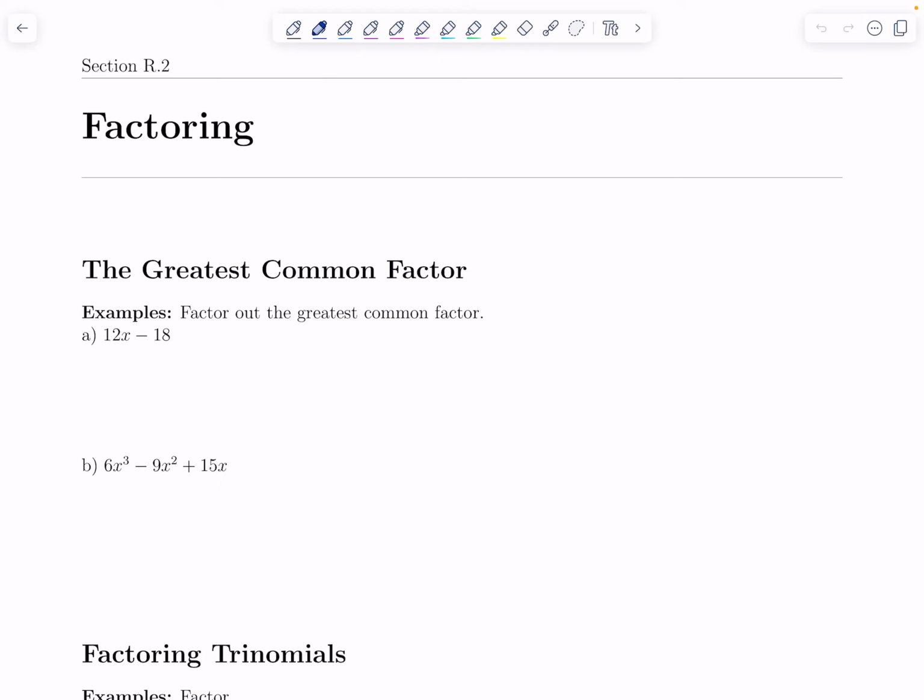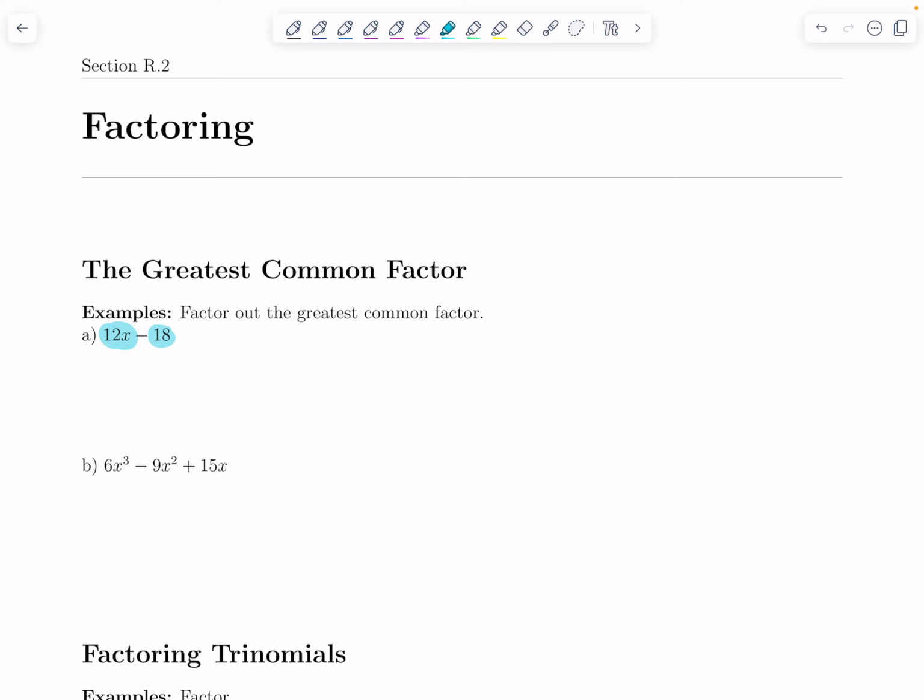And you always do this first, regardless of what technique you're going to use subsequently. And sometimes it's done after this step. So for the first couple examples, we're just going to practice factoring out the greatest common factor. In this particular case, example A, I'm looking at 12x and 18. So what's the largest factor that I can take out from both of those terms?